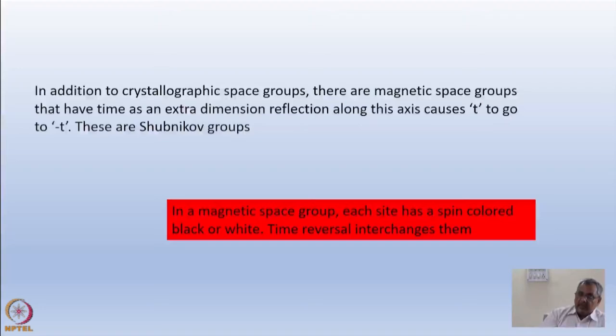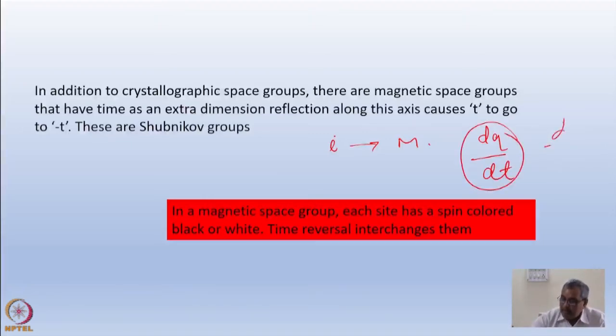Now, in addition to the crystallographic space group, there are magnetic space groups that have an extra dimension, because we also add time, and there is a time inversion symmetry, and reflection around the time axis is allowed. This is because, in the simplest explanation, current gives you a magnetic field, but current is dq by dt, and dq by dt goes to minus dq by dt if I do a time inversion. So unlike all other Newtonian motions, the magnetic field does not have time inversion symmetry; it changes sign, and that has to be accounted for when I input my data for the solution of a magnetic structure.